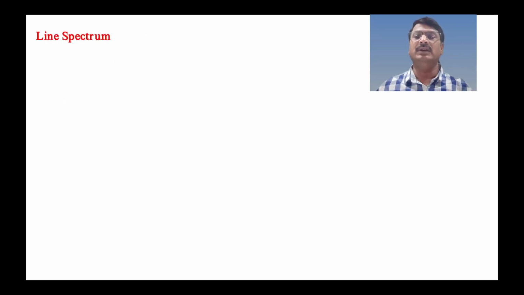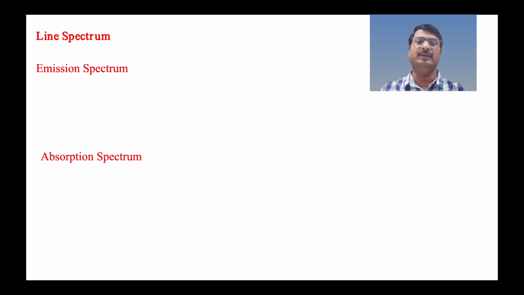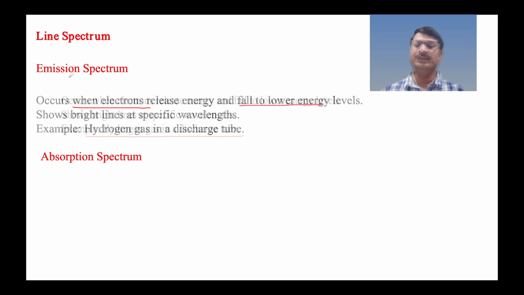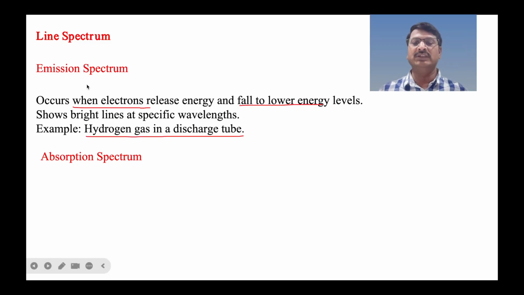And the line spectrum or discontinuous spectrum is divided into two types. One is the emission spectra, next one is the absorption spectra. Emission spectra is nothing but when an excited electron, the electron which is present at the higher energy level, comes into the lower energy level, that atom will lose the energy, and by using that energy you will get the spectra called emission spectra. For example, hydrogen spectra. So the hydrogen spectra is the best example for the emission spectra.